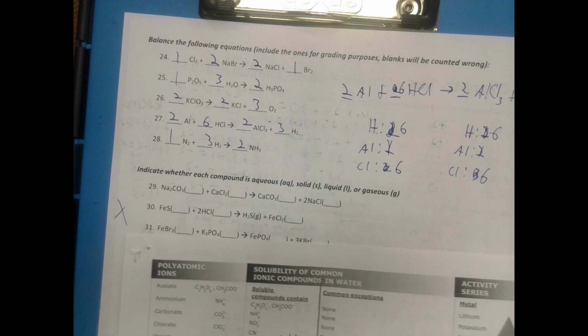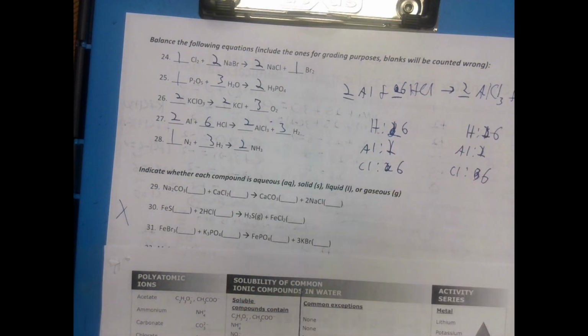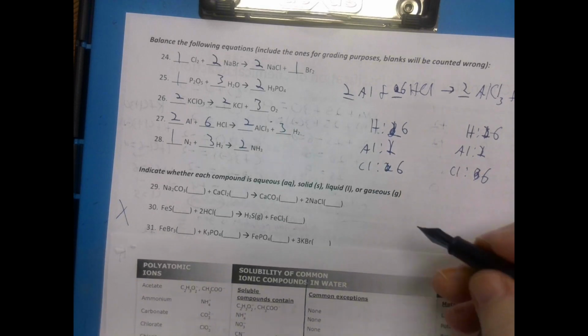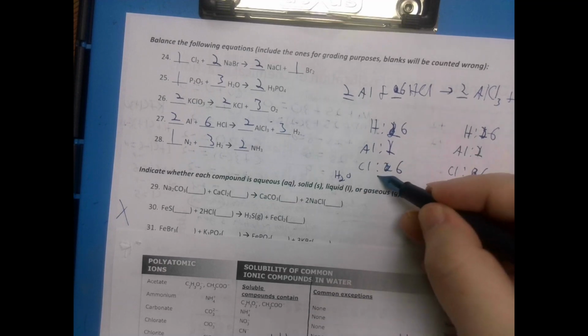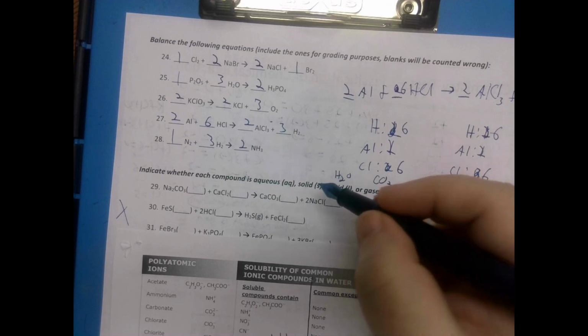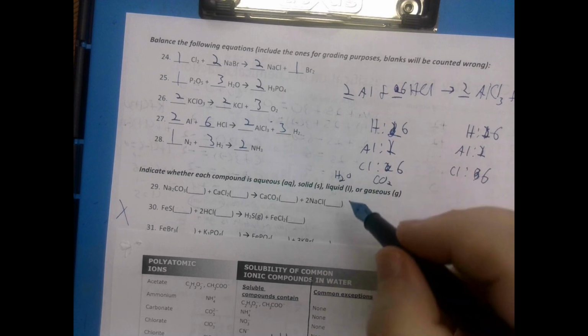So, indicate whether or not everyone is aqueous, solid, liquid, or gaseous. I don't know why anyone was guessing gaseous and liquid unless you knew it. I said, your test is going to be whether or not it's aqueous or solid, unless you know it's something like H2O or CO2 for gas. So everything is either going to be aqueous or solid unless it's something you already know is liquid or gas.